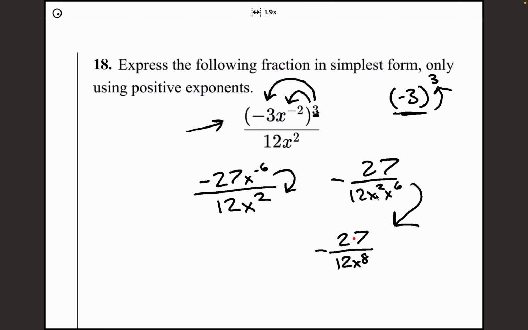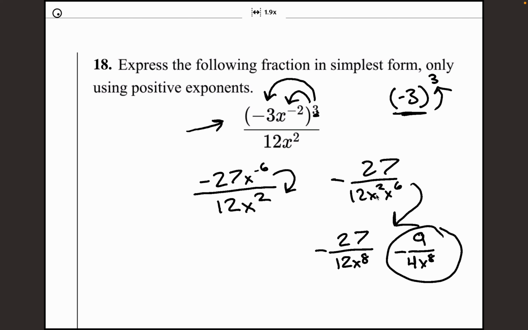Can I take anything out of 27 and out of 12? I can. I can simplify one last thing. You can take out 3 out of 27 and 12. So I'm going to take out 3 real quick. When I take out 3, that's going to leave me with 9 on top, and then 4x to the 8th on bottom. And there's my answer.